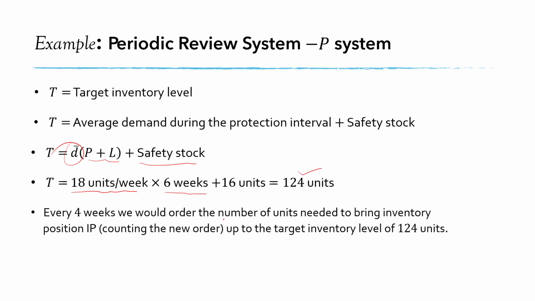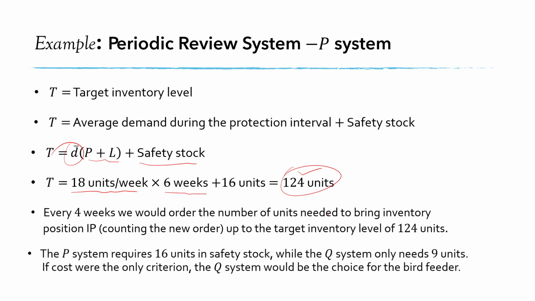It means that after 4 weeks, we should order the number of units needed to bring inventory position up to the target inventory level of 124 units. The P system or the periodic review system requires 16 units in the safety stock, while the Q system only needed 9 units. If cost were the only criterion, the Q system would be the better choice for the bird feeder. However, as an operation manager, you should be well aware of the fact that other factors may influence the decision in favor of the P system.